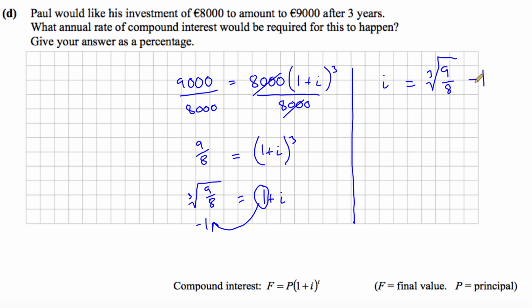And if we do this in our calculator, that gives us a value of 0.040, and on it goes. So that's the interest rate as a decimal, but we want it as a percentage, so we're just going to times that by 100. So we can say that the rate is this times 100, which is about 4%.